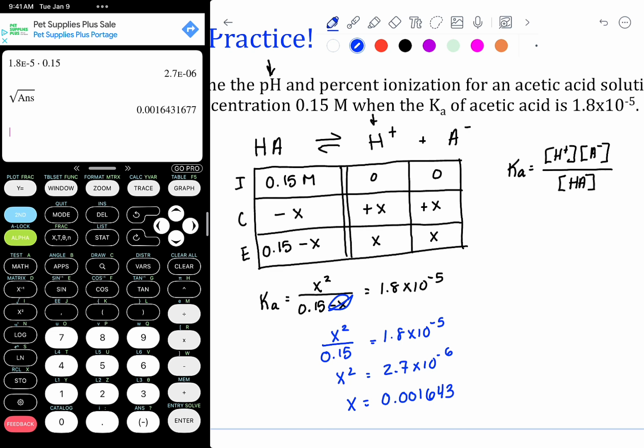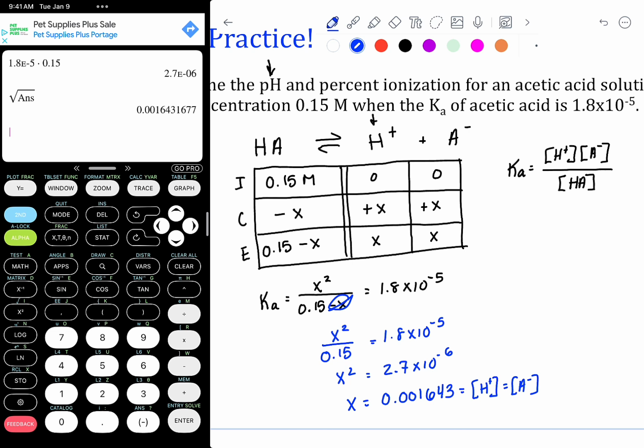Okay, so that X value is equal to our H plus concentration as well as our A minus concentration, because those are equal to each other. They're in a 1-to-1 ratio. So we know that X is going to equal both of those values. And here's where we have to go one step further now from our previous understanding of ice tables.